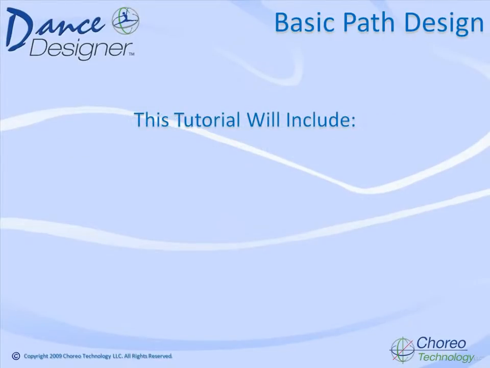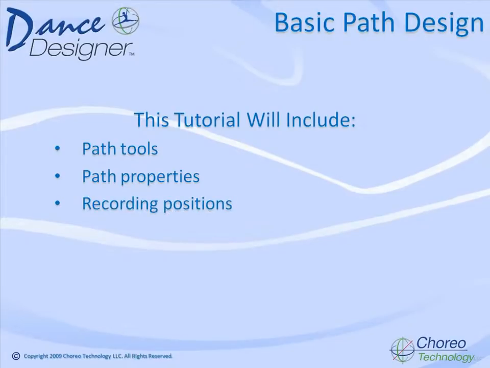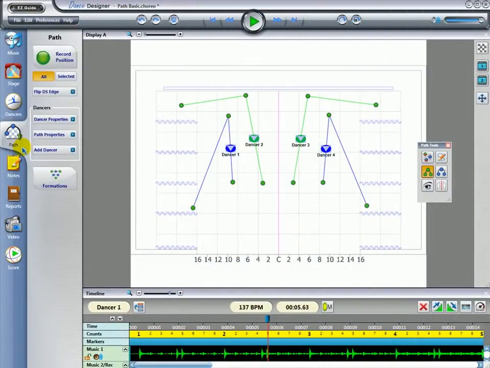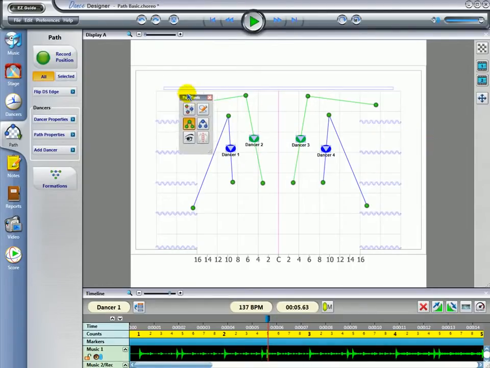This tutorial will include path tools, path properties, recording positions, and dancers on the timeline. I am currently on the Path tab. I have already added music, counts, 4 dancers, and created a simple path. You will notice that there is a Path Tools window. I will drag this window over next to the Record Position button to talk about the different options you have when recording a dancer's position.